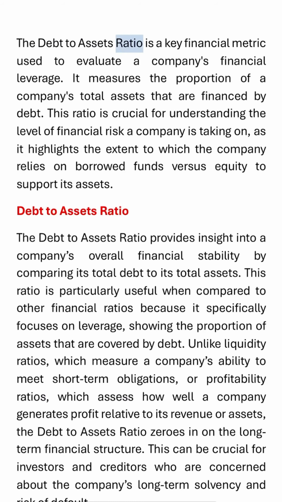The debt-to-assets ratio is a key financial metric used to evaluate a company's financial leverage. It measures the proportion of a company's total assets that are financed by debt. This ratio is crucial for understanding the level of financial risk a company is taking on, as it highlights the extent to which the company relies on borrowed funds versus equity to support its assets.